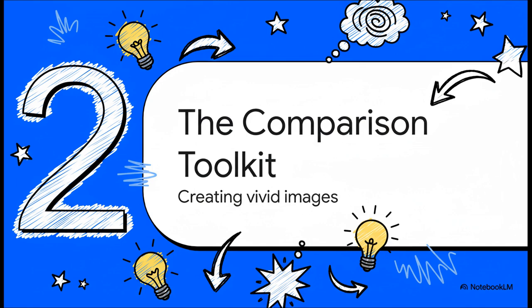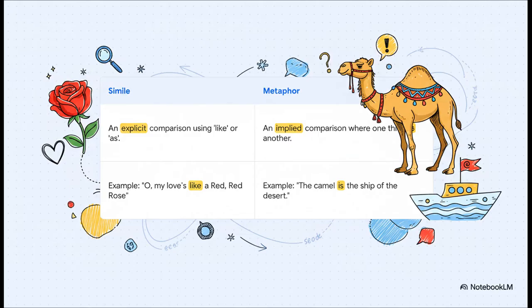Let's start with maybe the most common family of figures of speech, comparison. These are the absolute essential tools for painting vivid pictures and building powerful connections right inside your listener's mind. So, first up, we have the two heavyweights, simile and metaphor. A simile is super straightforward. It's a direct comparison that uses the words like or as. My love is like a rose.